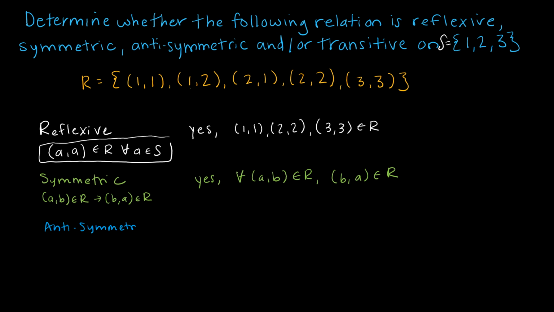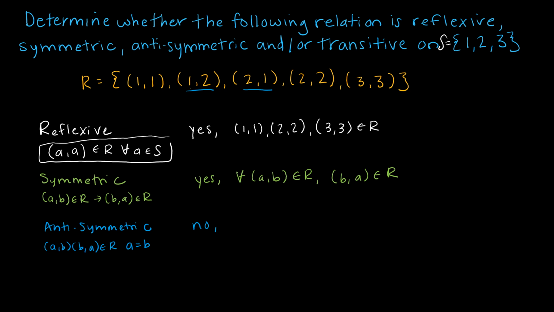Anti-symmetric says that if both A comma B and B comma A are in the relation, that implies that A is equal to B. So 1, 1 and 1, 1, yes, that works. That's A comma B, B comma A, and A is equal to B. What about 1, 2? 1, 2 is in the relation, and if I reverse the order, 2, 1 is in the relation, but 1 is not equal to 2. So this is a no.